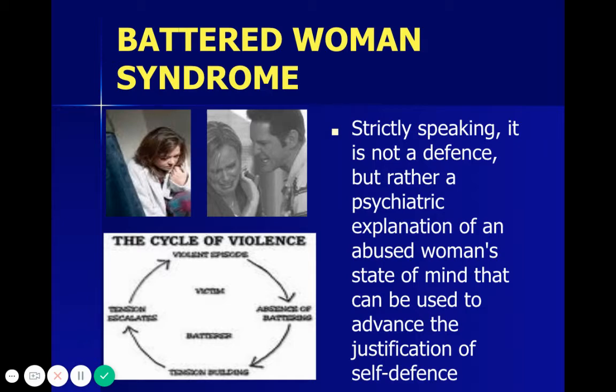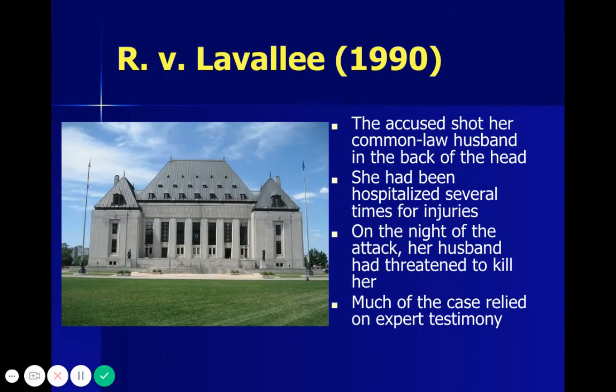So in some extreme cases, when a woman, usually in this, well, we're talking about battered woman syndrome, when this has gone on for a long time, and a woman kills her partner, again, it's not a defense, but it's an explanation that can be used to reduce the sentence.